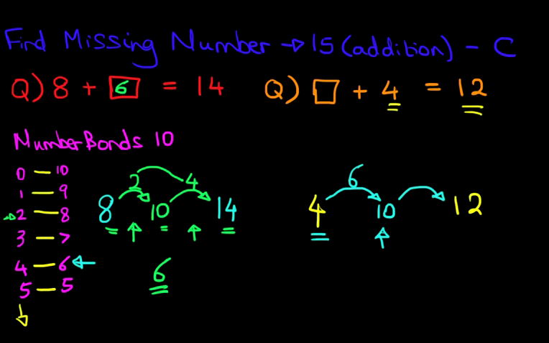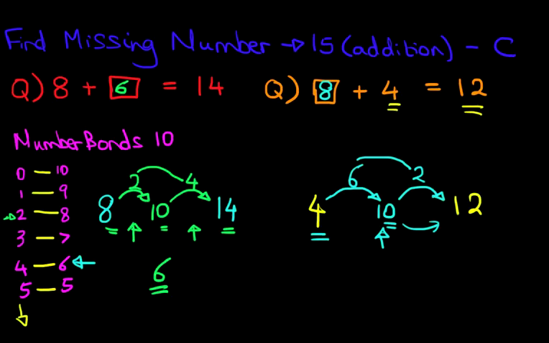Now what number added to 10 gives us 12? Well, that's quite easy. It's just the units. It's 2. So therefore we have the numbers 6 and 2. So what is 6 plus 2? Well, we know that 6 plus 2 is 8. And that is our answer. 8 plus 4 equals 12.